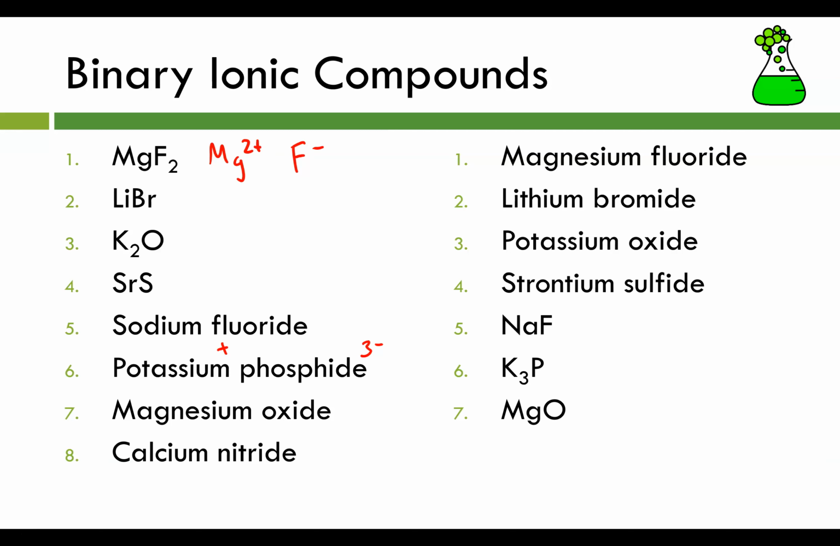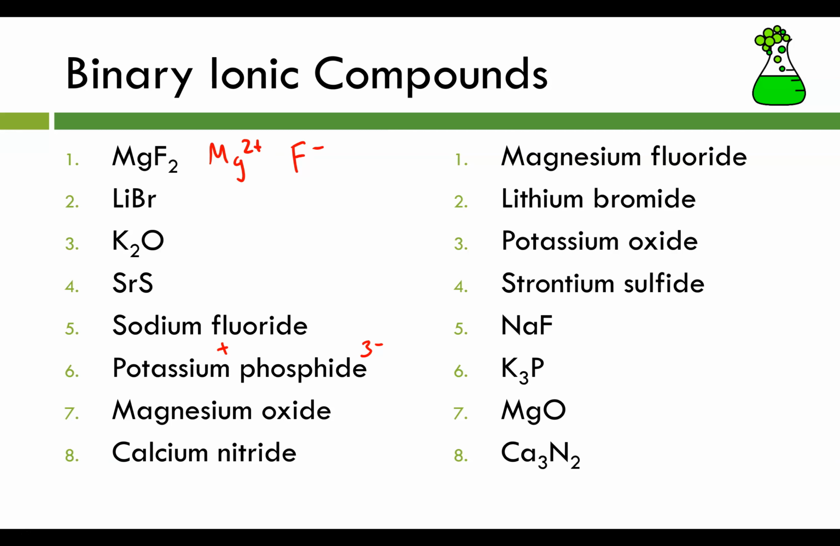Calcium would be +2, nitrogen, and the nitride ion would be 3 minus, Ca3N2. All right. Hopefully, you're 8 for 8 on those. Again, it's going to take practice. Let's make things a little bit more complicated.